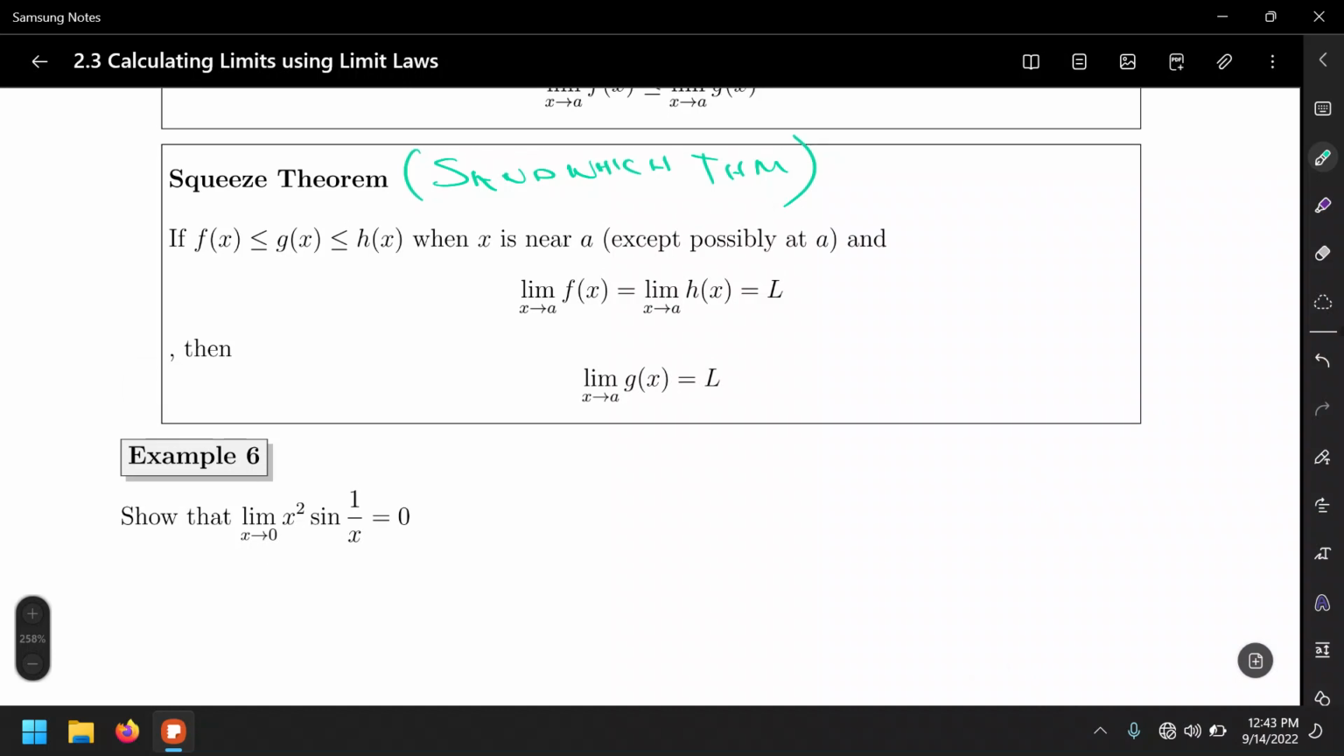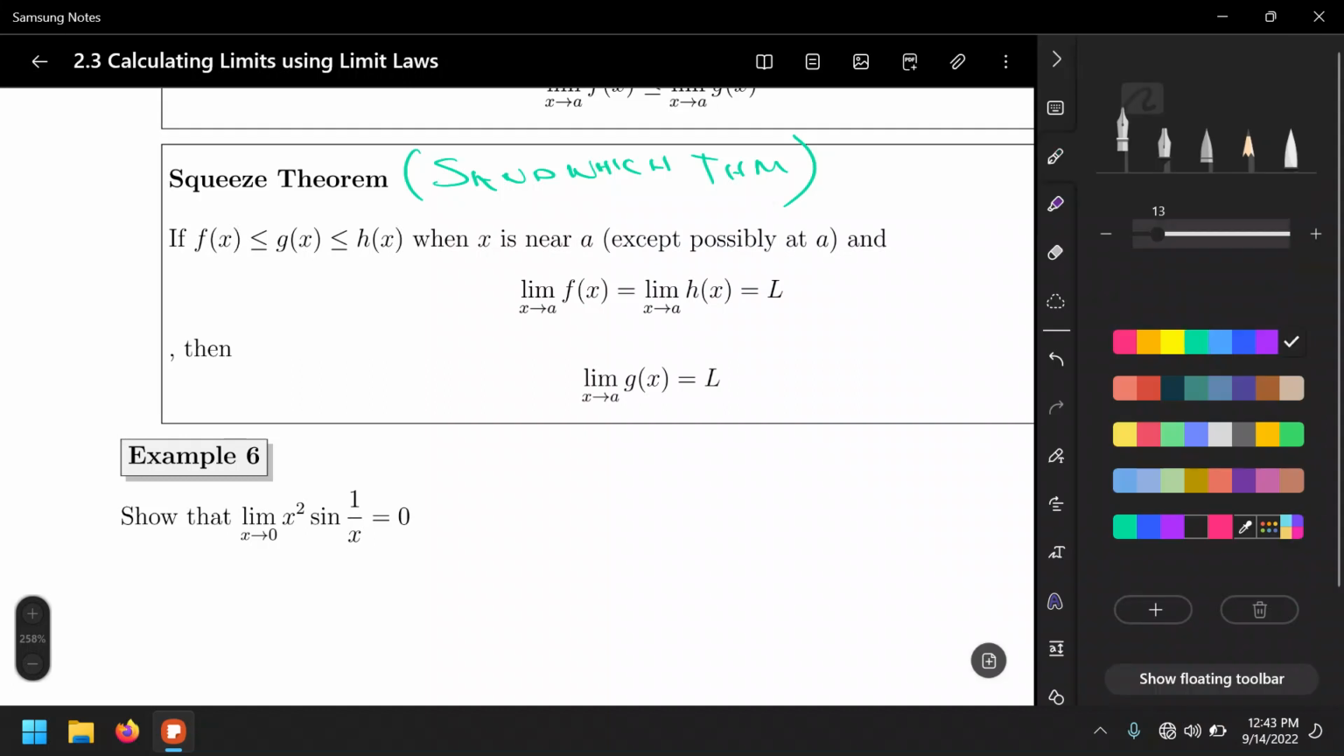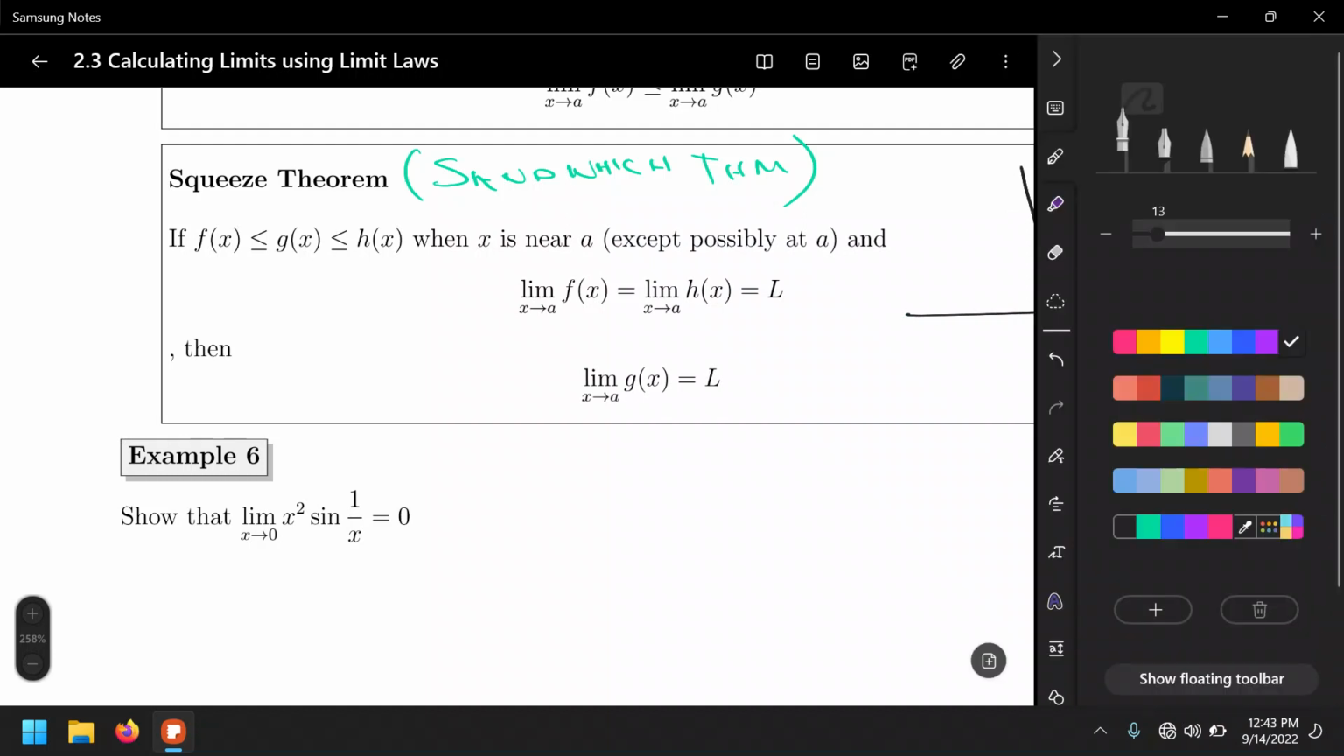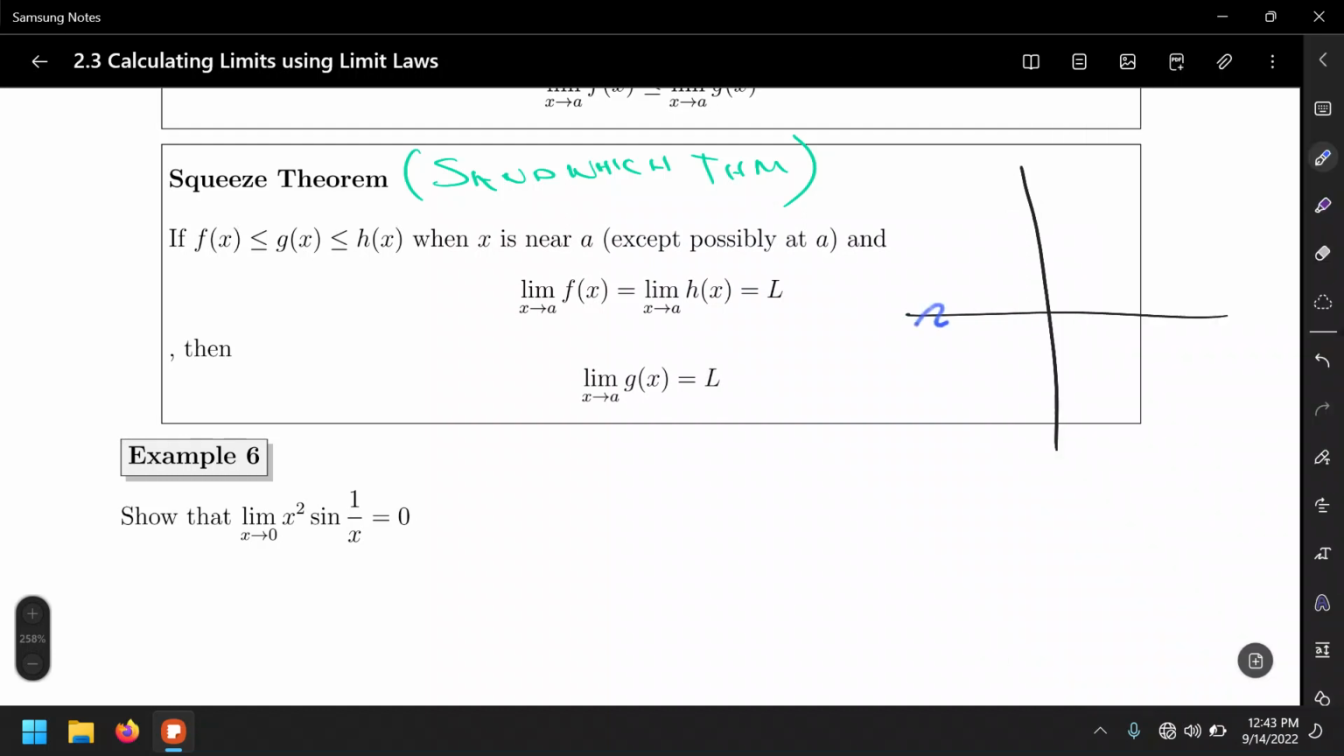So, we have three functions, f of x, g of x, and h of x. The idea is that we want to find the limit of the g of x function, which with the techniques that we have so far, we can't. But we're going to use the limits on the sides for f and h. So, let me do the graph. I'm going to have some random function, g of x. Okay, so this is g of x, or let me make something different here.